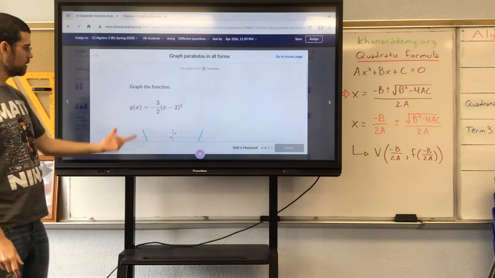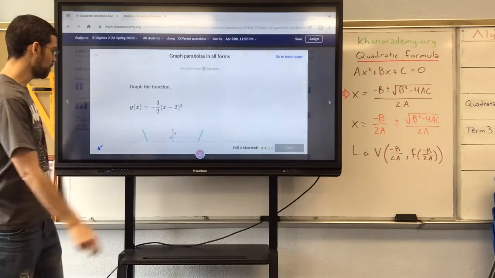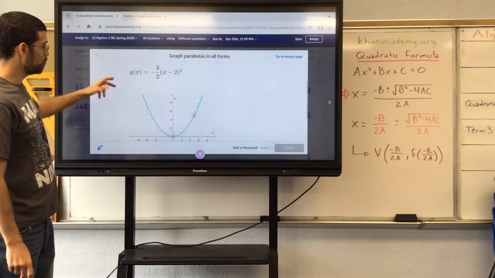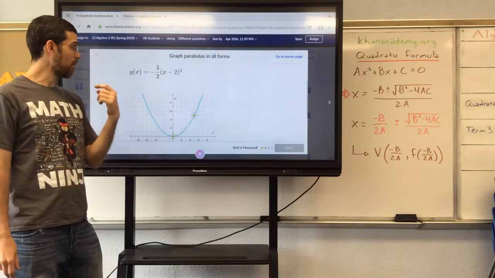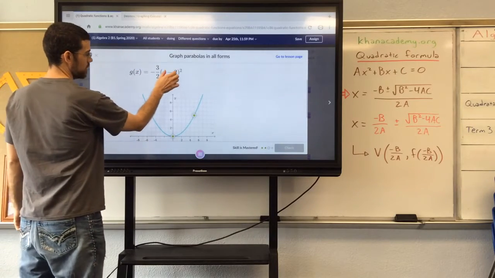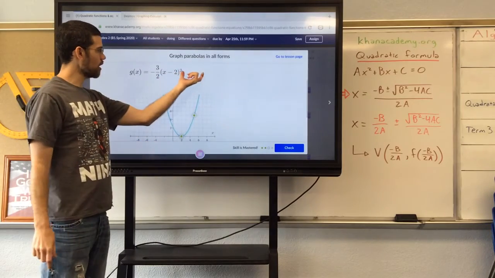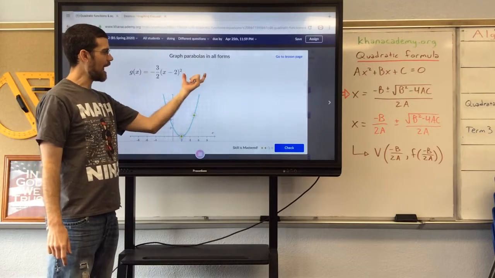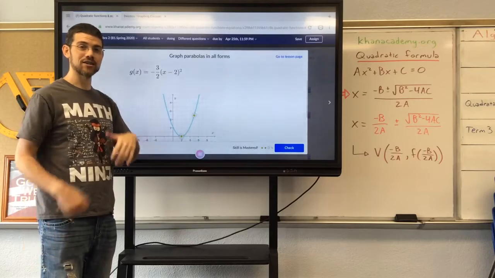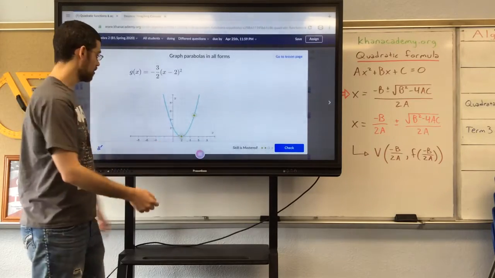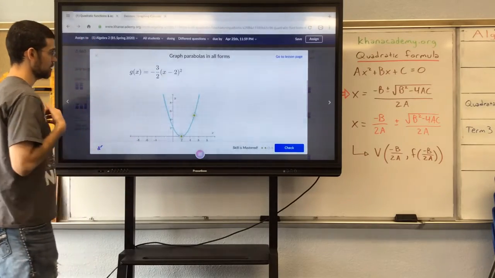Next problem. Here's this function. This function is in vertex form. So built right into it are the coordinates x and y for my vertex. The x-coordinate is the opposite of negative 2. The y-coordinate is whatever constant I find added out here. Well, I don't find one, or actually I find one that's hidden, right? It's plus nothing, which is plus 0. So the vertex lands right on the x-axis in this case.